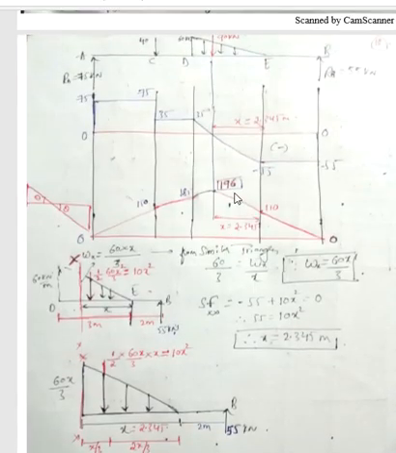This is what I have written here, 196 kilonewton meter, which is the maximum value. Here I was having 110, here I was having 185. This is the maximum positive bending moment. This is about this problem.